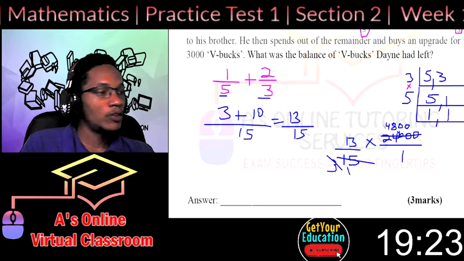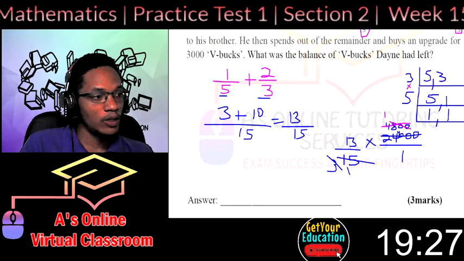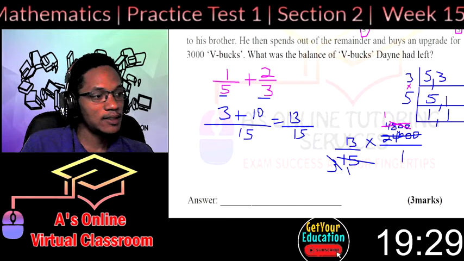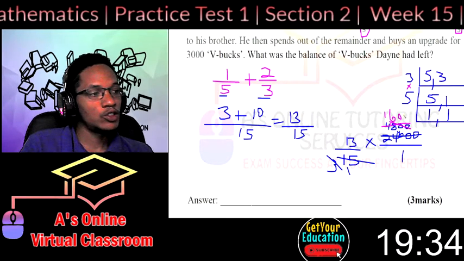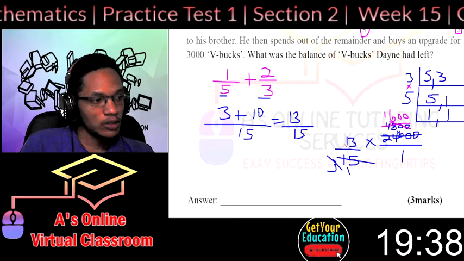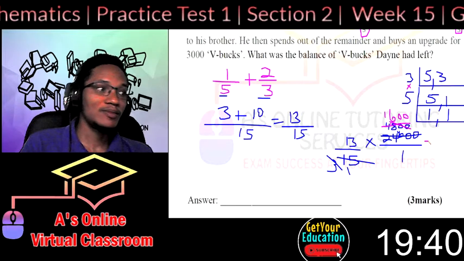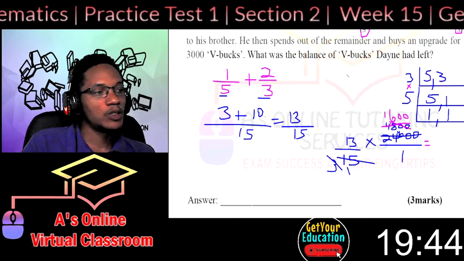Alright. 3 into 4 is 1, remainder 1. 3 into 18 is 6. And then you have the 3 into 0 and 3 into 0. So we end up with 1,600 times 13. Big numbers. So here now we can work that out.